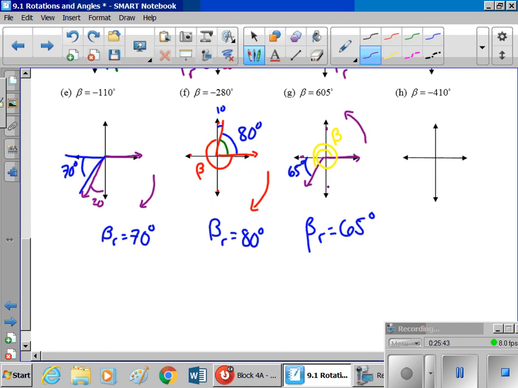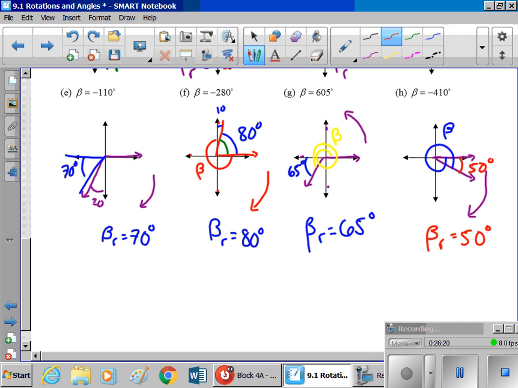The last one is going to be negative 410. Initial ray, negative direction, so clockwise. We're going to 360 around to here again, and then 50 more degrees. Drawing our spiral to here is going to be beta, and then beta r is going to be this thing, which is going to be 360, and then we went 50 degrees more. It's actually not a very good drawing, but this is going to be 50 degrees. So beta r equals 50 degrees.